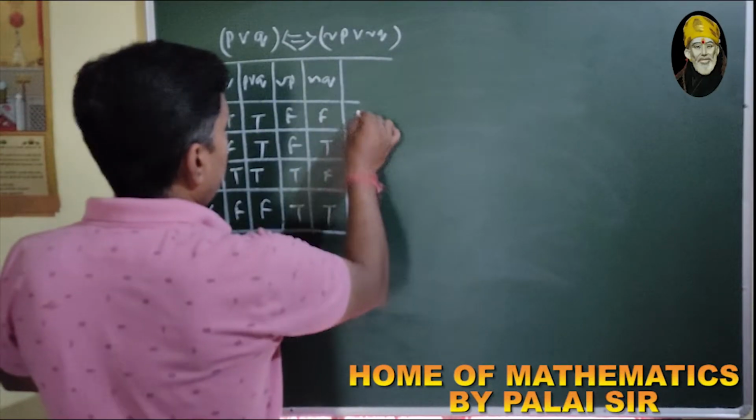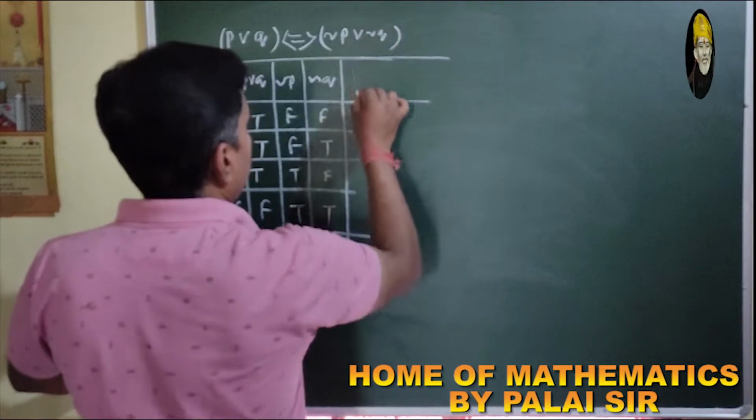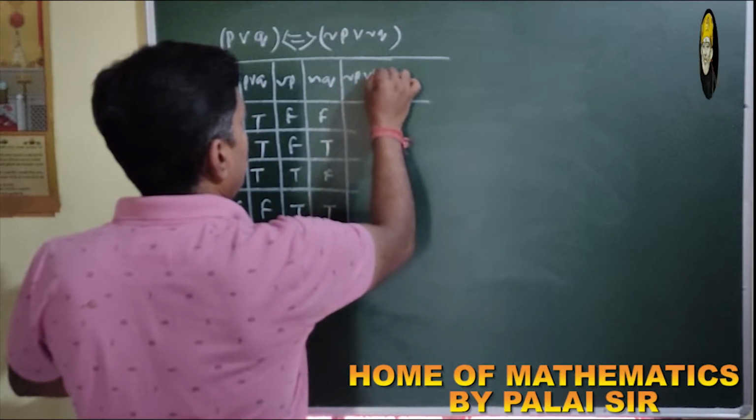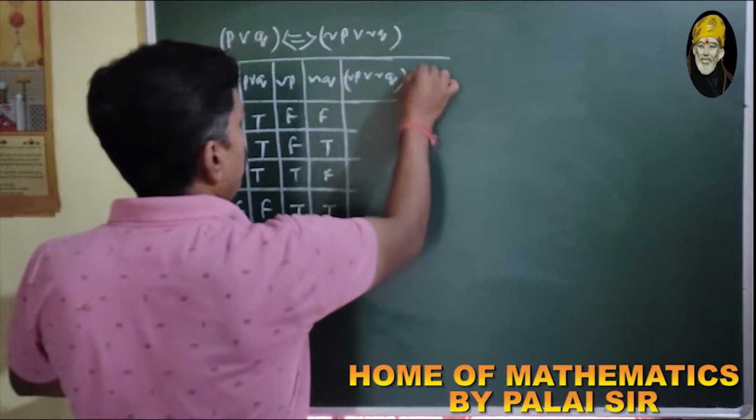Then in between these, what is the symbol here? Disjunction. Negation of P, disjunction, negation of Q. This thing you have to find out.